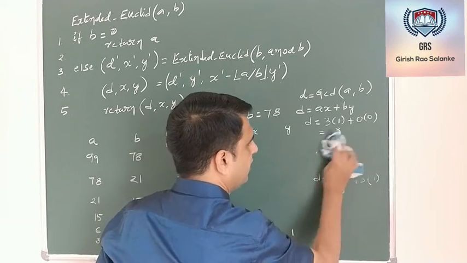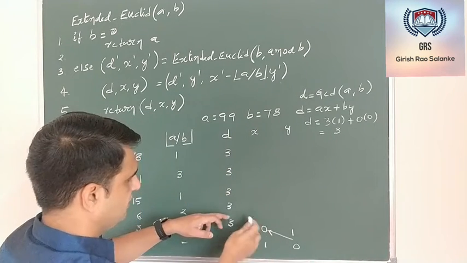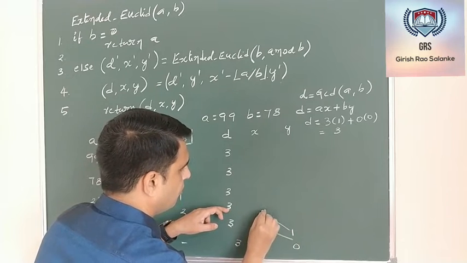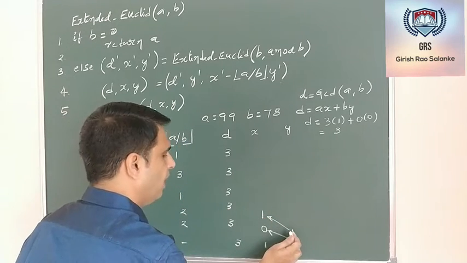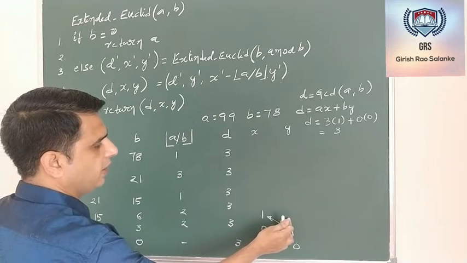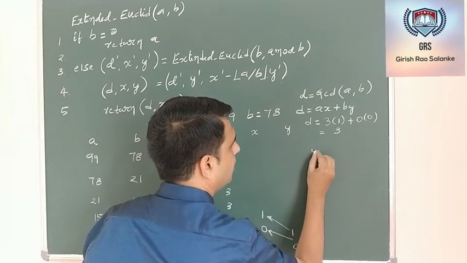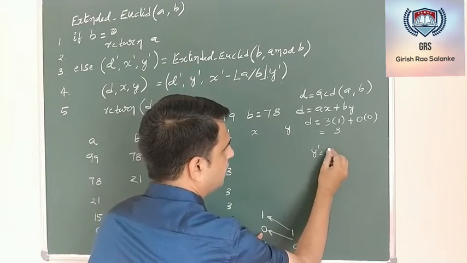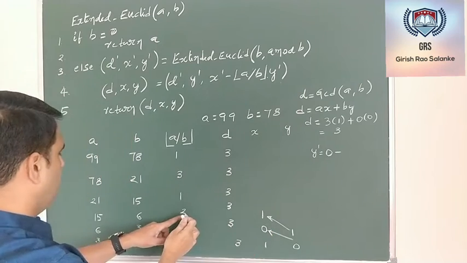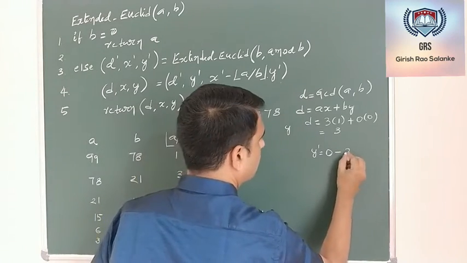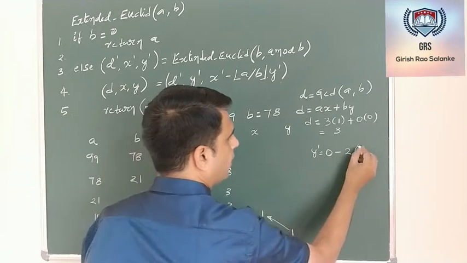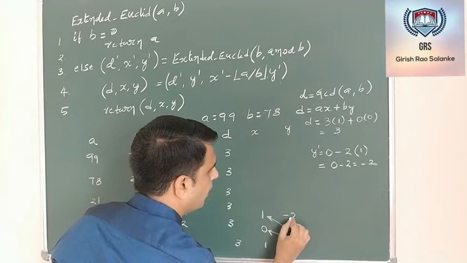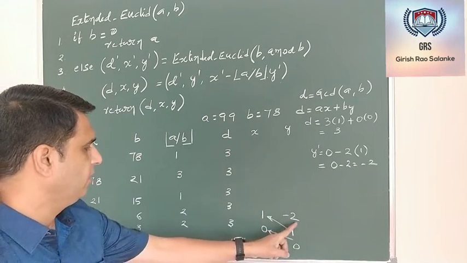Now let's go for the next iteration. For this iteration, my X value will be the value of Y of the next iteration. So I need to find this value of Y. I'll call it Y dash, which is nothing but X dash of the next iteration here. It is 0 minus A divided by B. What is A divided by B? Here also it is 2, 2 into 1. So 0 minus 2 is minus 2. I got my Y value as minus 2. X value is 1 and Y value is minus 2.